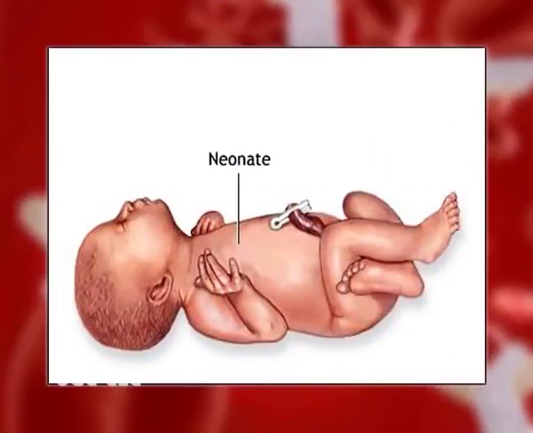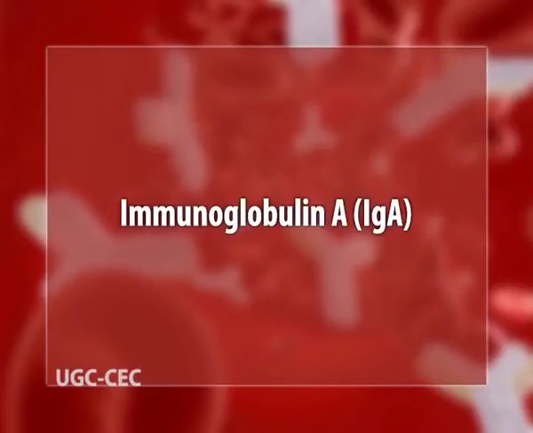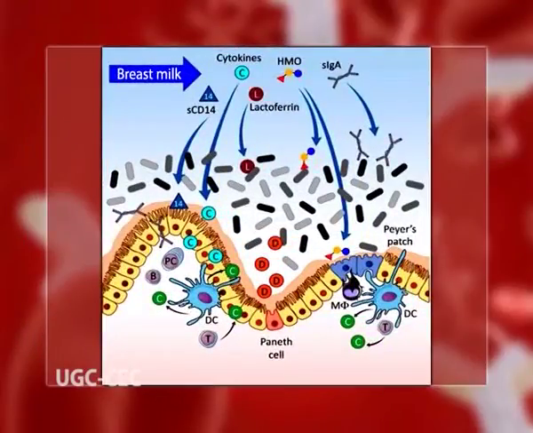IgM is the first immunoglobulin class produced in a primary response to an antigen, and it is also the first immunoglobulin to be synthesized by the neonate. Now let's discuss immunoglobulin A or IgA. Although IgA constitutes only 10 to 15% of the total immunoglobulin in serum, it is the predominant immunoglobulin class in external secretions such as breast milk, saliva, tears, and mucus of the bronchial, genitourinary, and digestive tracts.